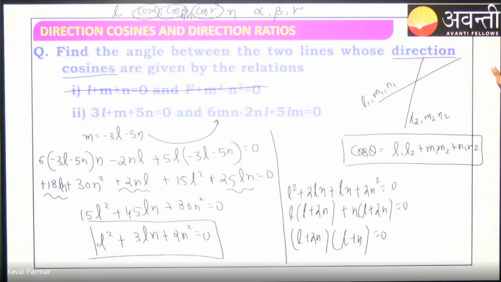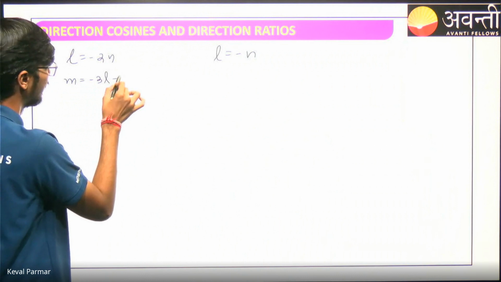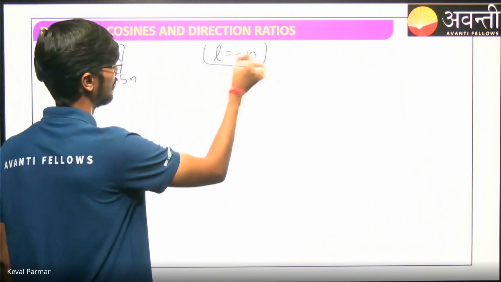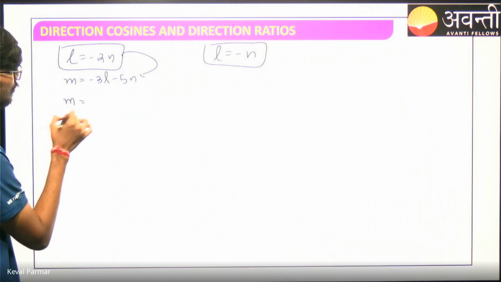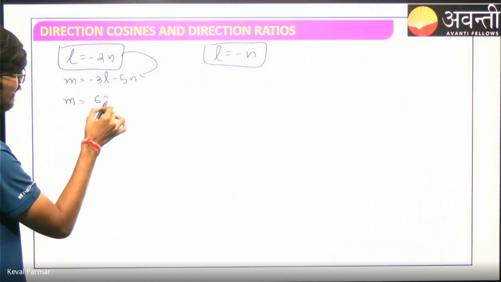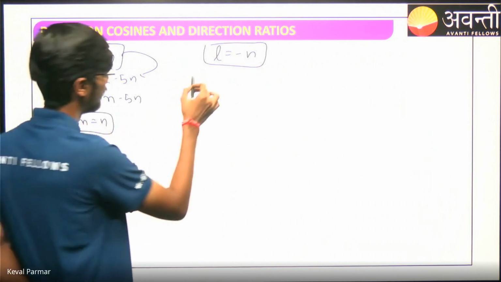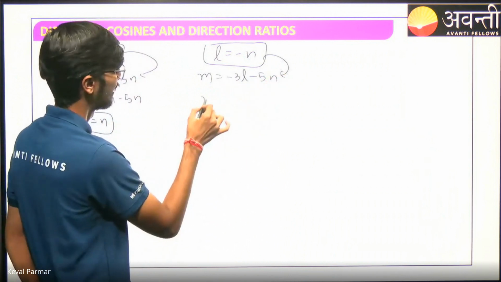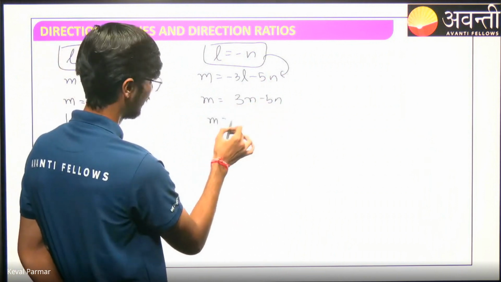Now, what was M? M was minus 3L minus 5n. So if I substitute this value here, with L as minus 2n, I'll get M equals 6n minus 5n. So I'll get M equals n. Similarly, M equals minus 3L minus 5n. Let us substitute here with L as minus n. So I'll get M equals 3n minus 5n. So M equals minus 2n.